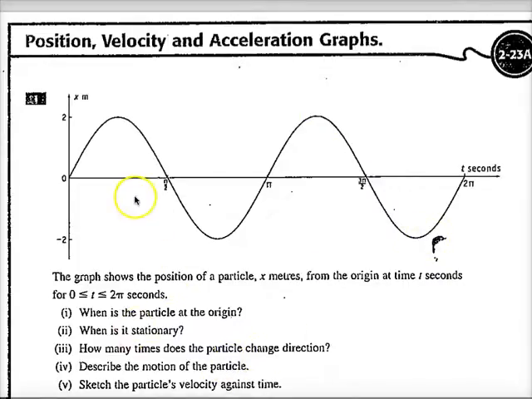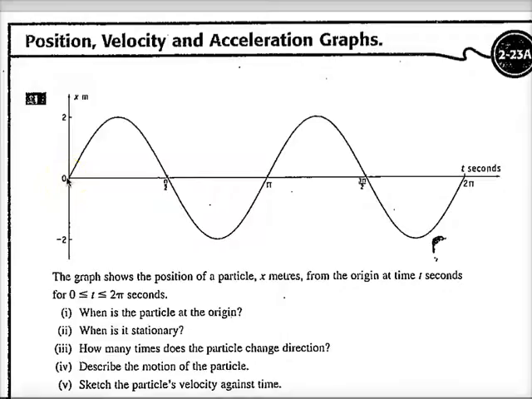How many times does the particle change direction? Well, the velocity is positive here, so it's travelling to the right. Now its velocity is negative, travelling to the left, travelling to the right up there, travelling to the left, travelling to the right. So we've got one change of direction here, another one, 2, 3, 4. 4 changes in direction.